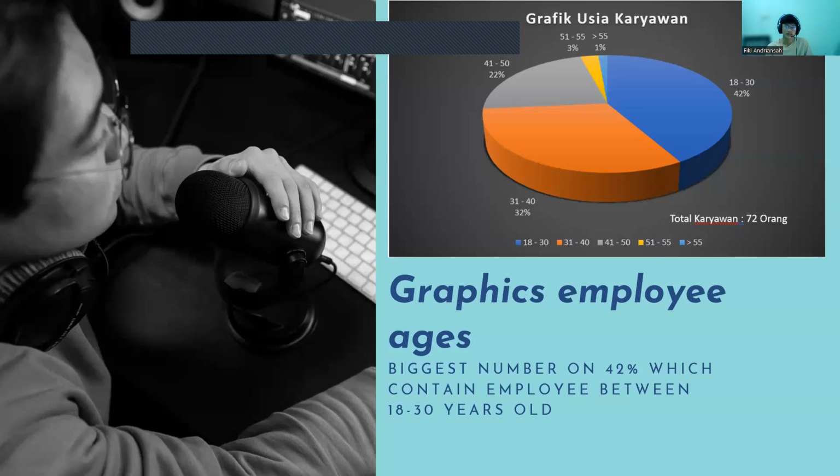So guys, we can see the graphic usia karyawan, or we can call it the graphic of employee ages. We can see that the biggest number is 42%, which contains employees between 18 until 30 years old. So that means that the employees who work at Atria Hotel Malang are in the productive ages, right? And we make it in Microsoft Word, and it will help you guys to use your data more easily.